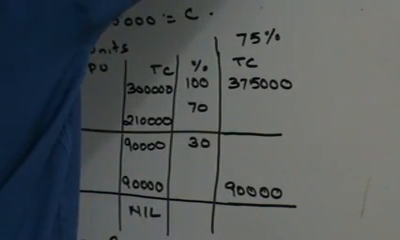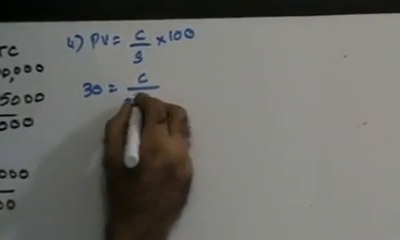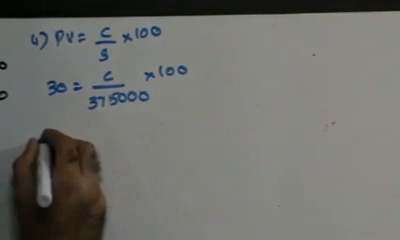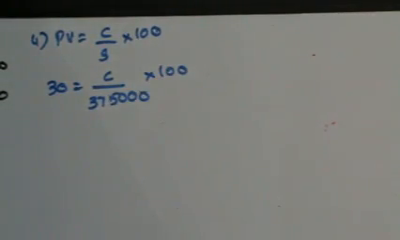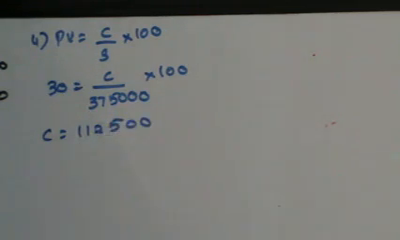So PV is C upon S into 100. PV, we have found out as 30 is C upon S. S we found out as 3,75,000 into 100. Someone please help me calculate this. C is going to be 3,75,000 into 30%. 1,12,500. Guys, can you please see this? That means my contribution is going to be equal to 1,12,500.